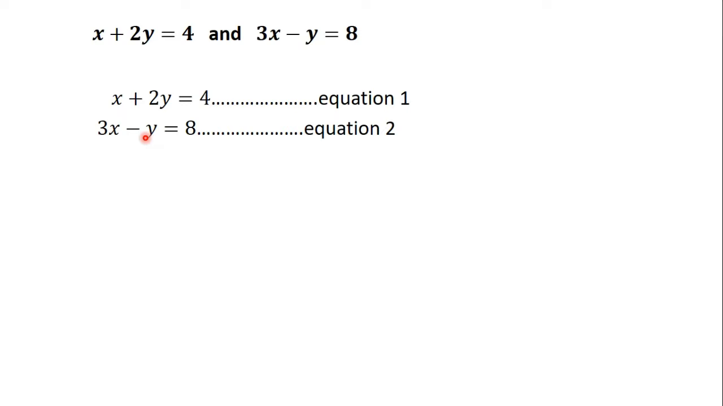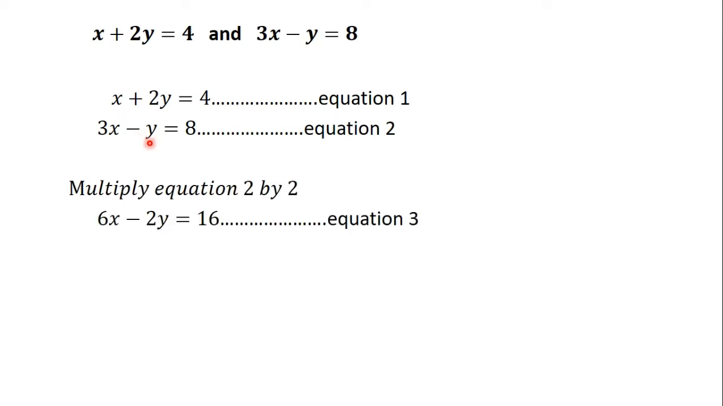Now, let's say I want to eliminate y. If I want to eliminate y, I have to make sure that y has the same coefficient in both equations. So this is what I'm going to do. I'm going to keep equation 1. Then I'll multiply equation 2 by 2. Now you see, if I multiply equation 2 by 2, the coefficient of y here will change to 2. So I'll have the coefficient of y in equation 1 to be 2, and the coefficient of y in equation 2 to be also 2. Then I can eliminate them.